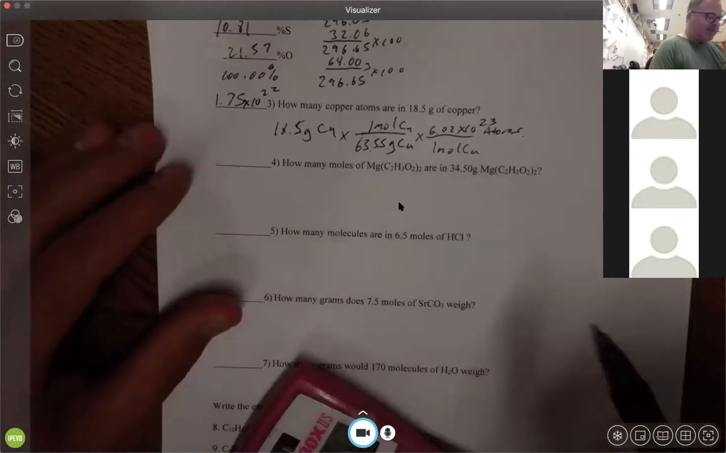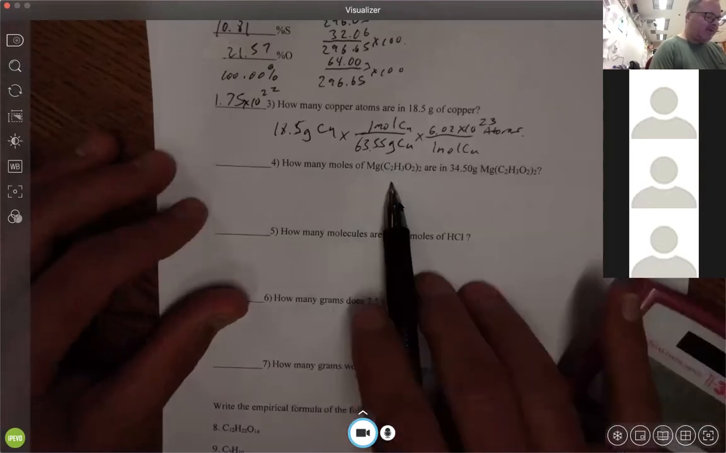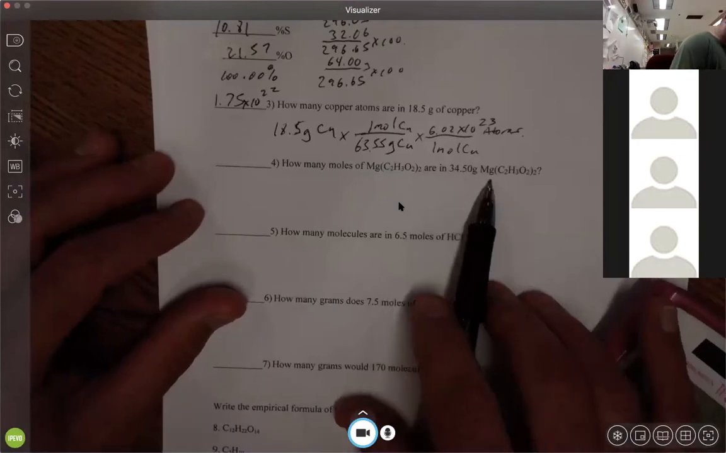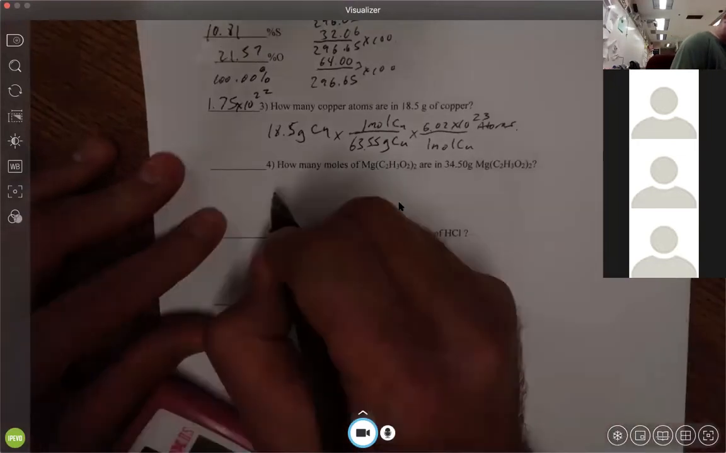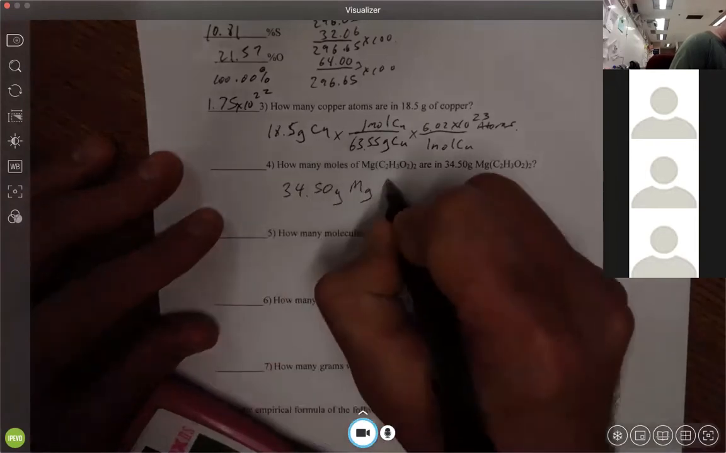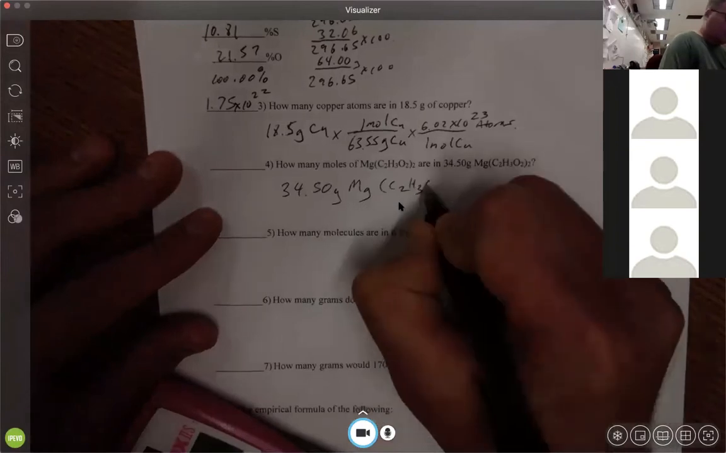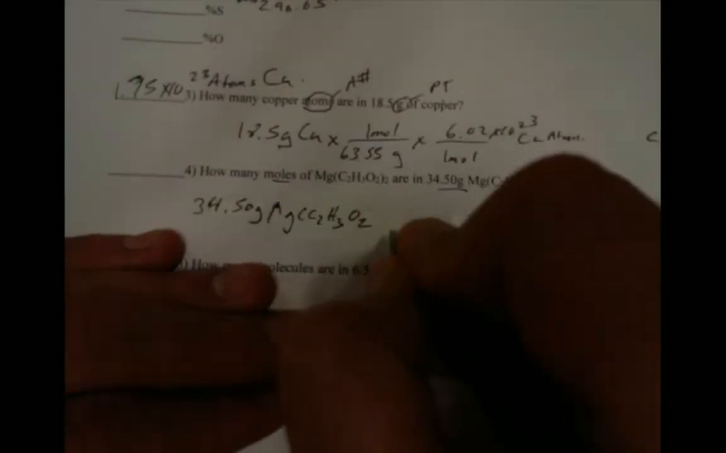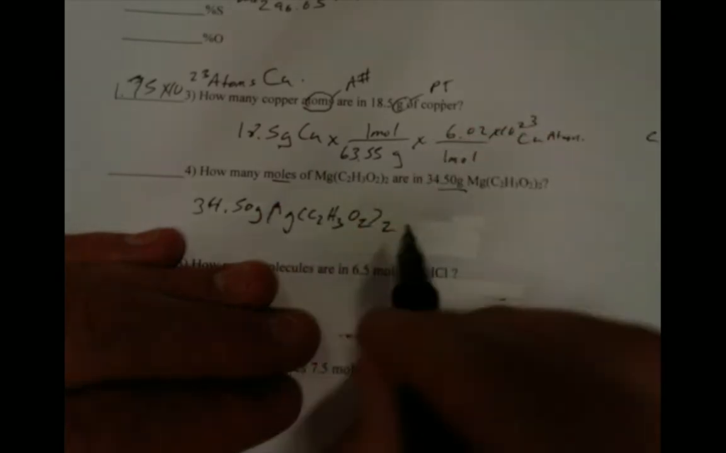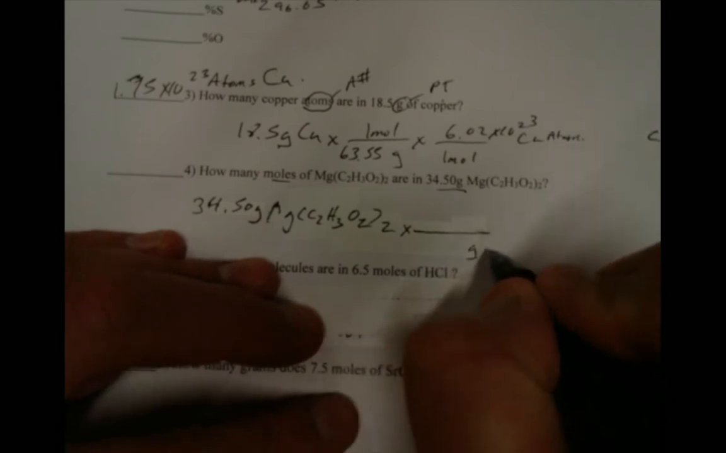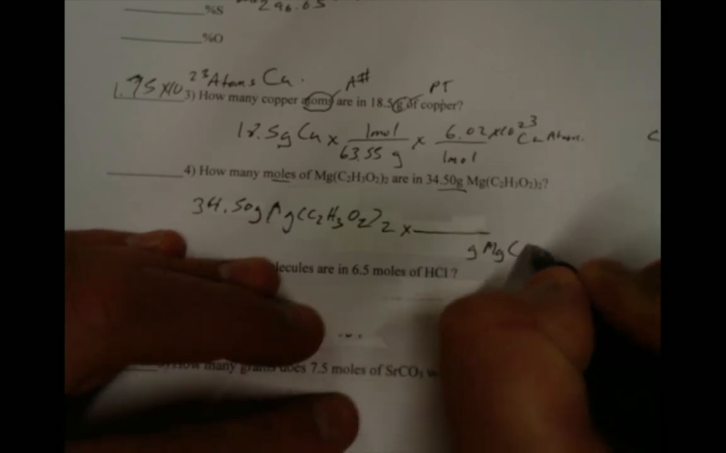How many moles of magnesium acetate are in 35.50 grams of magnesium acetate? So again, we start with what they give us, 35.50 grams of magnesium acetate. Every so many grams of magnesium acetate. So at this point, we have the grams of magnesium acetate up here. So we need to go to the periodic table and find the mass, what we call the molar mass, of this.